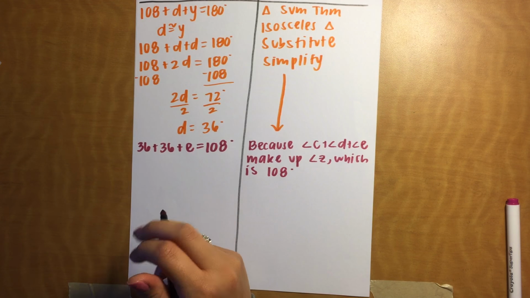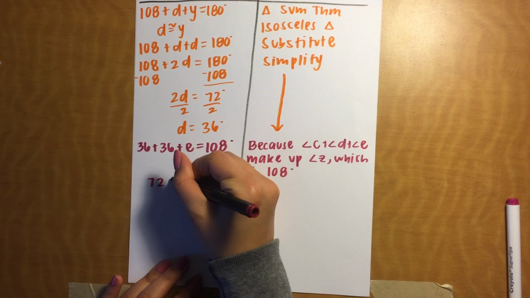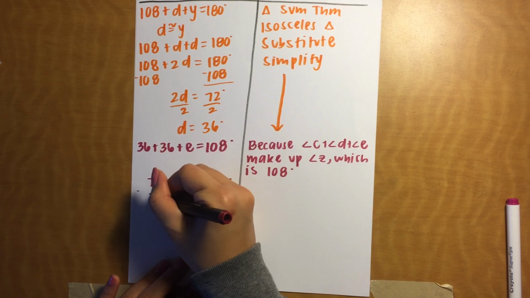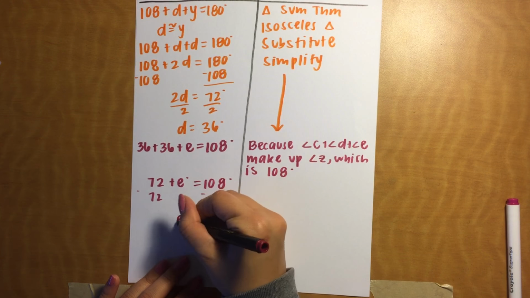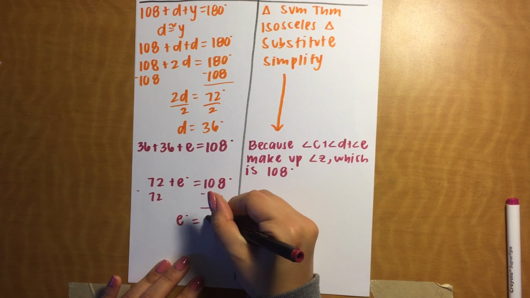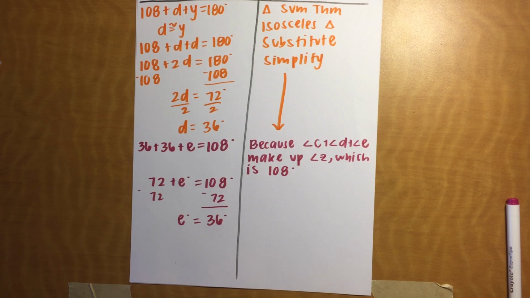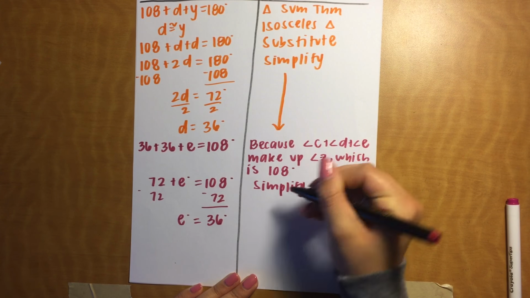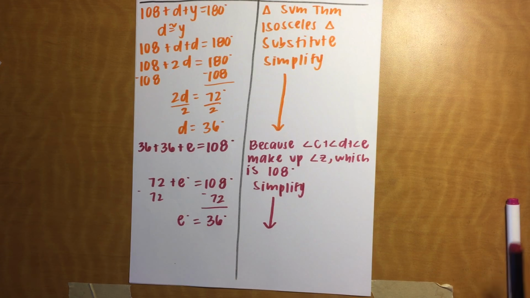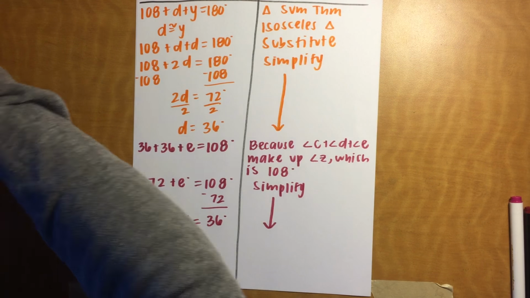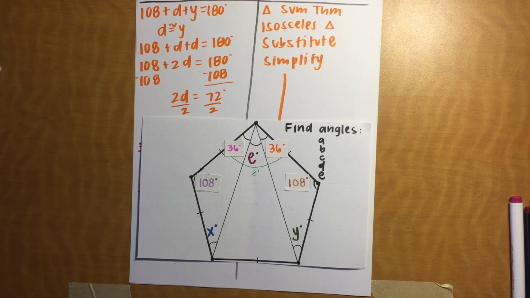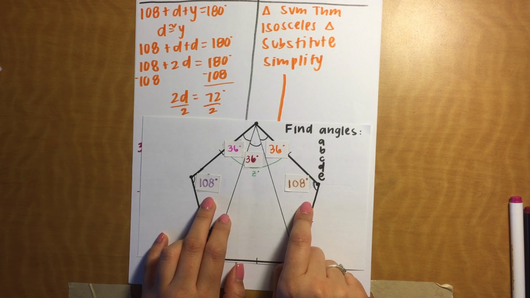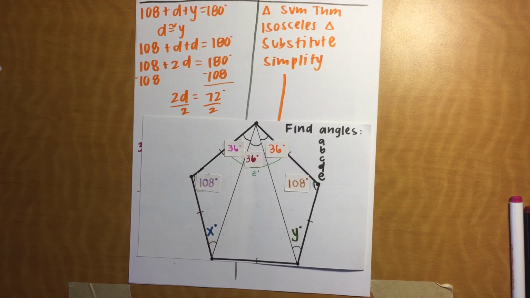So we know that 36 plus 36 is 72, plus E degrees, which is 108. And then we just need to subtract 72 from both sides. E is equivalent to 36. All right, and this is just simplifying. Make sure to write your steps all the time. And now we know that E is 36. So there we go. We have A and B equivalent to 108, and then C, D, and E are equivalent to 36 degrees.